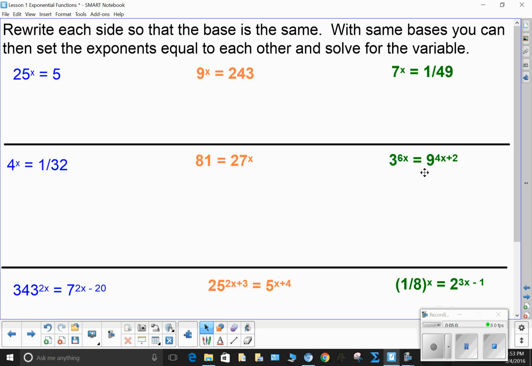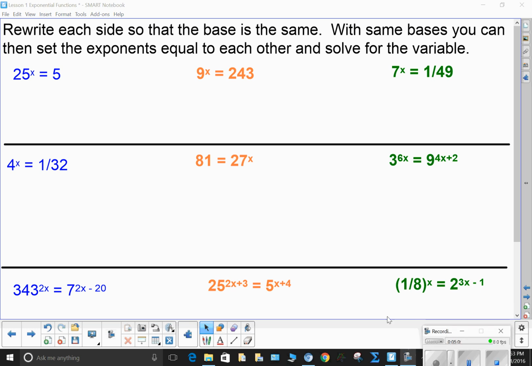Now, to get a little bit of practice, let me move the recording down here. What I want you to do is rewrite each side so that the base is the same. With the same bases, you can then set the exponents equal to each other and solve for the variable. I'll go through the top row first with you as an example, and then you should try the bottom two rows. Here we have 25 to the x is equal to 5.